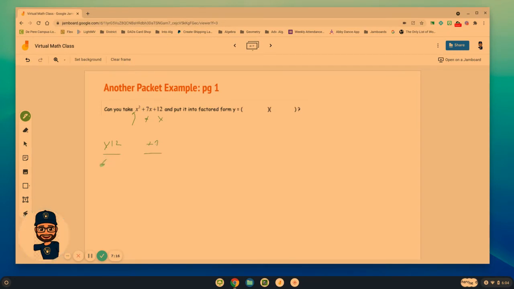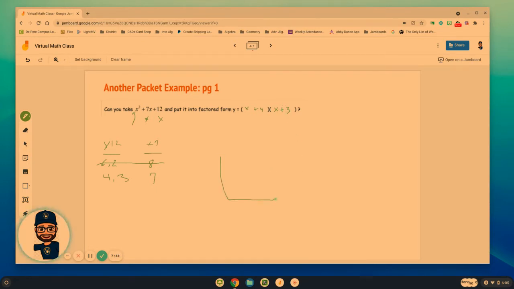If I tried 6 and 2, because 6 times 2 is 12, but I add them, I get 8. Does not work. What about 4 and 3? Well, there we go. 4 and 3 is 7. And because there's nothing in front of that x, we can say that it has to be x with a positive 4 and x with a positive 3.